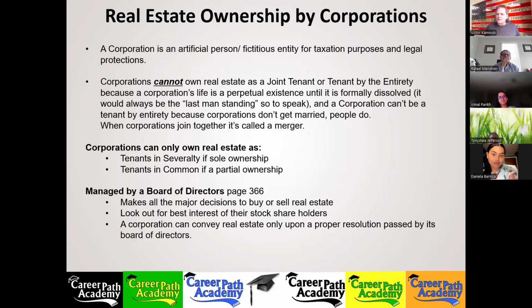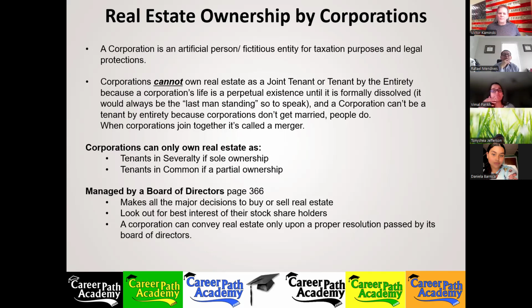Same thing in corporations. The corporate board of directors are supposed to be there to make sure that any decisions those corporations make, they make on behalf of their investors. They have to look out for their investors' best interest. So who makes all the major decisions in a corporation to buy or sell real estate? The board of directors. The board of directors.